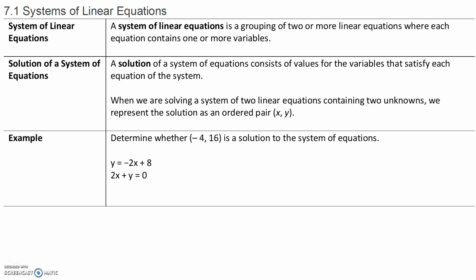In this section, we will talk about a system of linear equations. A system of linear equations is a grouping of two or more linear equations where each equation contains one or more variables. In this section, we will talk about two equations and two variables. If you take a look at this example here, we have equation number 1 and equation number 2, and each equation contains two variables. A solution is an ordered pair (x, y) that satisfies both equations.